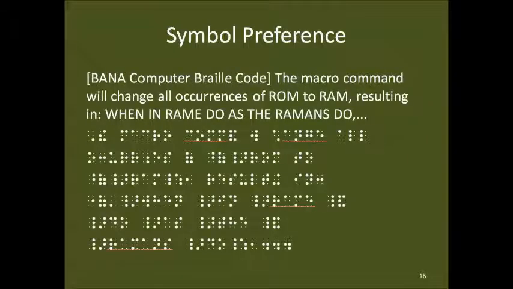So here's an example with BANA, our computer Braille code. So we have the sentence there, the capital letters ROM and RAM, and then, you know, RAMs do as the Ramans do. I don't know, they're making up words. So in the second line of SimBraille there, we have the non-UEB word indicator for the ROM. And then we have, again, a non-UEB word indicator for RAM.